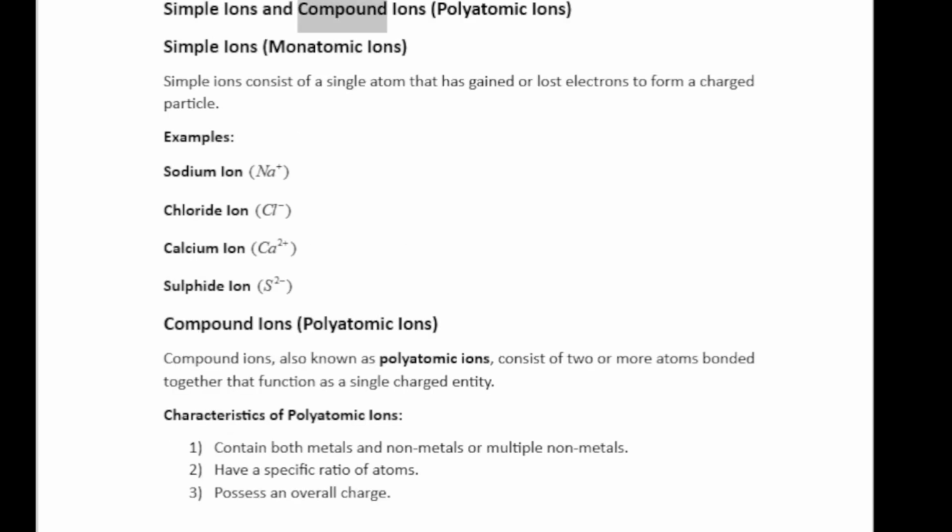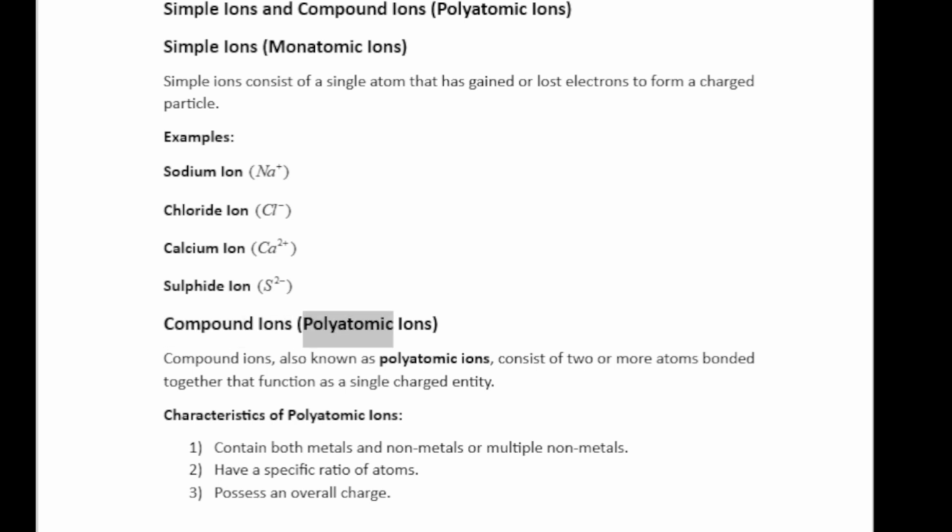Simple ions and compound ions, polyatomic ions. Simple ions, monatomic ions. Simple ions consist of a single atom that has gained or lost electrons to form a charged particle. Examples: sodium ion, chloride ion, calcium ion, sulfide ion.